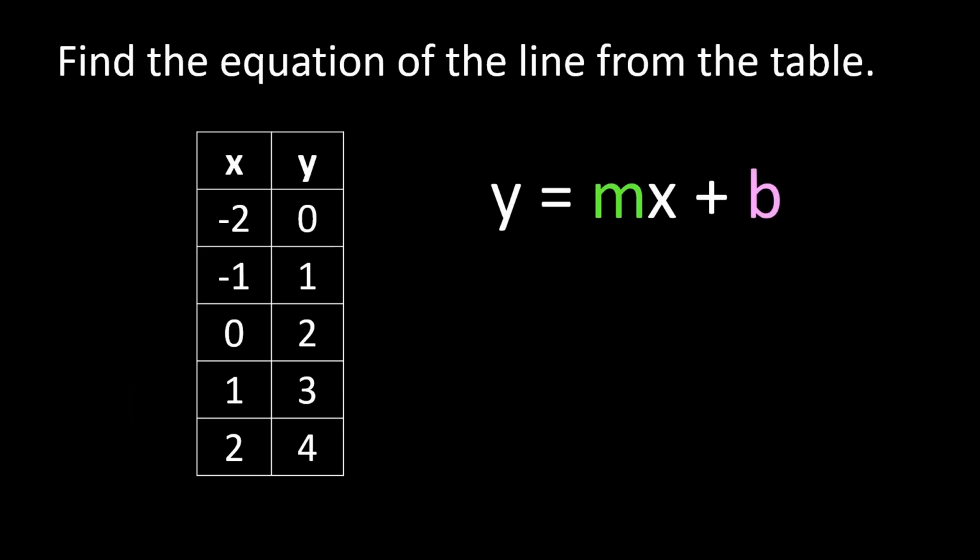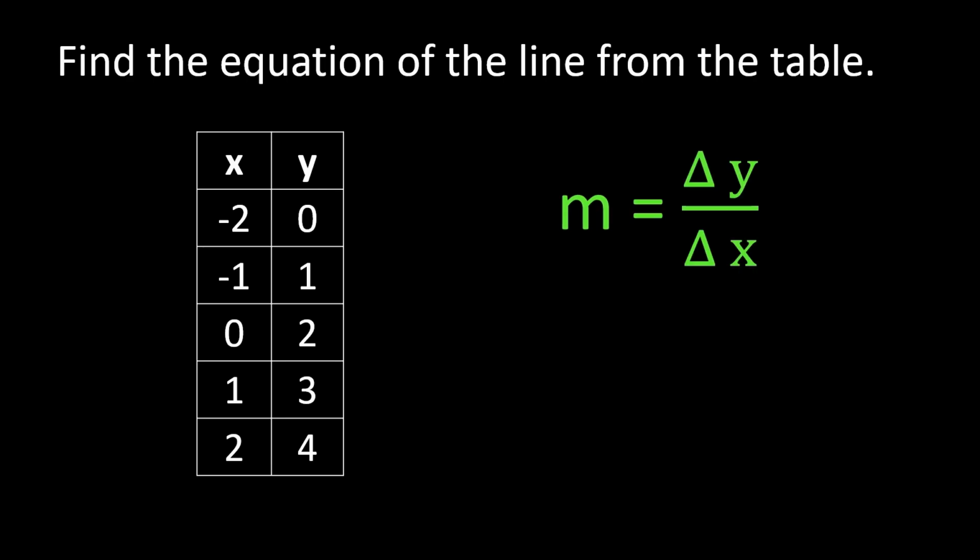We're going to find the equation of the line represented by this table, and we're going to put it in the form of y equals mx plus b, or our slope-intercept form, which means we're going to need a slope and we're going to need a y-intercept. To find our slope, we're going to use change in y over change in x.